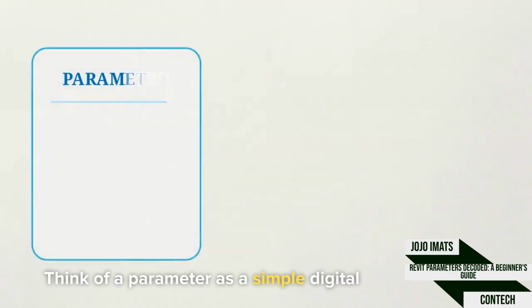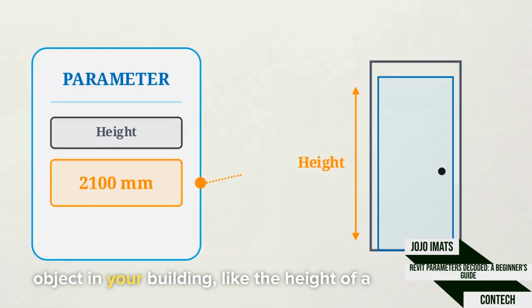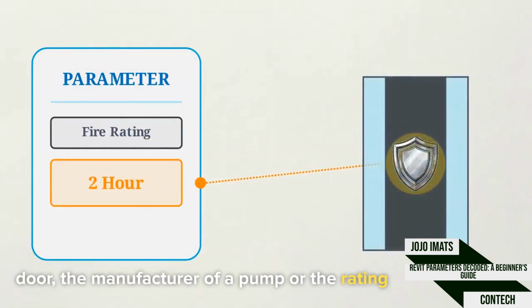Think of a parameter as a simple digital container. It holds a specific piece of information about an object in your building, like the height of a door, the manufacturer of a pump, or the fire rating of a wall.